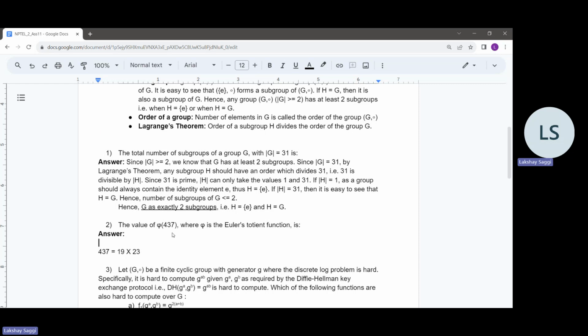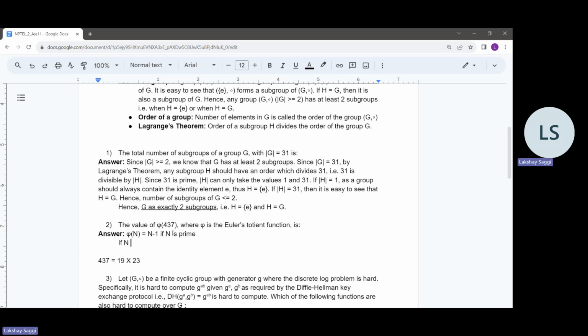So maybe I should first define the Euler totient function. This has been discussed in the lectures. There may be better definitions for this function, but I'll stick to what has been discussed in the lectures and not stray from that. So phi of n is n minus 1 if n is prime, and phi of n is equal to p minus 1 times q minus 1 if n equals pq, where p and q are prime.